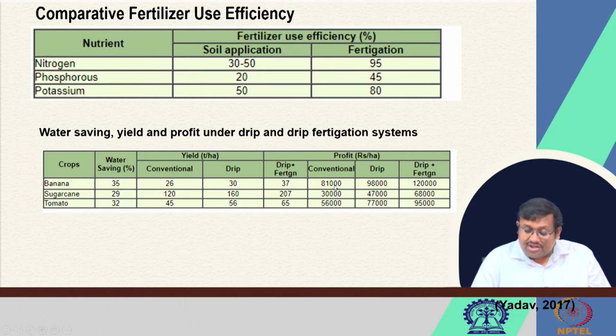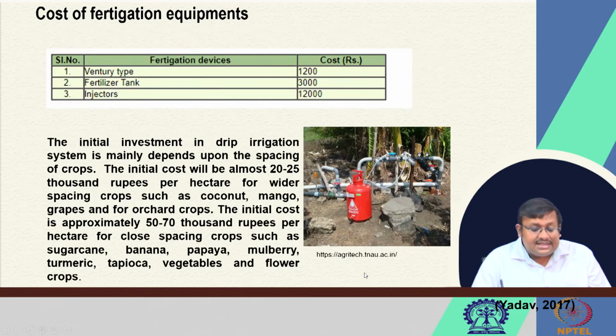So, in case of conventional it is 81,000 and 98,000 in case of drip, but when you combine both drip and fertigation you will get 1,20,000 in case of banana. In case of sugarcane we will get 68,000. In case of tomato you will get 95,000 when combining drip and fertigation. So, these are the different water saving, yield and profit figures under drip and drip fertigation systems.